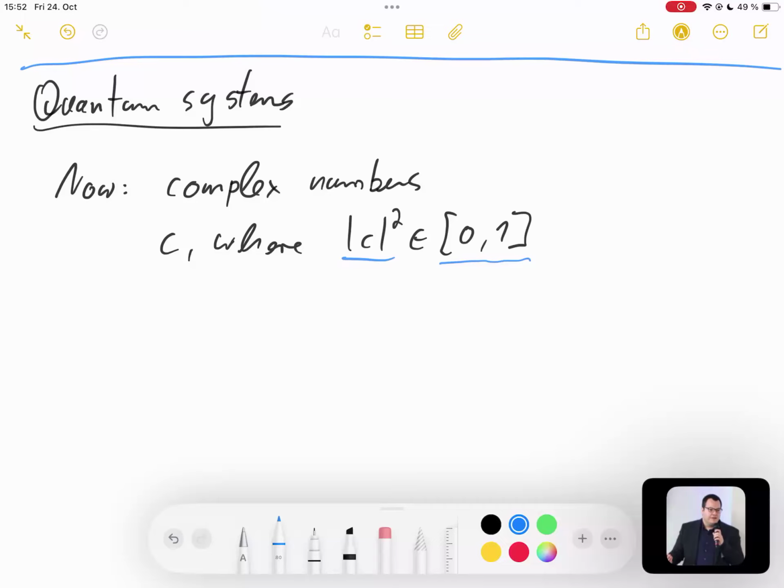Why are traditional probabilities not enough? Well, classic probabilities are real numbers between 0 and 1, and we can always add them up. But with complex numbers, they can cancel each other out, and that is something we are unable to do with probabilities. So complex numbers can cancel each other out.